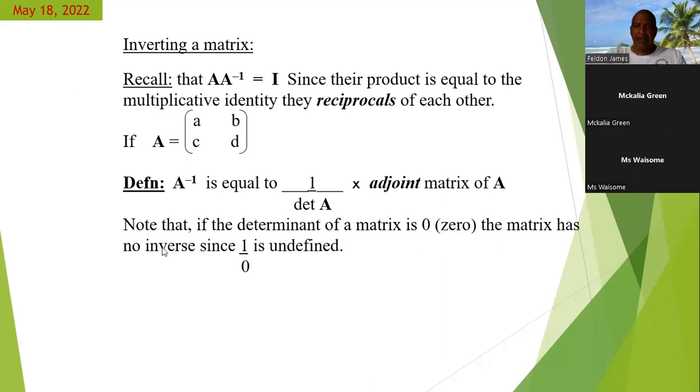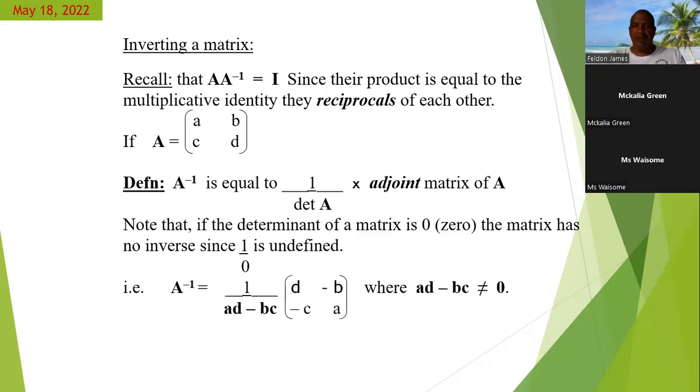Now, if the determinant of a matrix is 0, the matrix has no inverse because we cannot divide by 0. In other words, because we have 1 over the determinant, and if we have 1 over 0, we cannot divide by 0. So the determinant will be undefined, and as a result, we cannot find an inverse for the matrix. In this case, we say that the matrix is singular. When the determinant of a matrix is 0, we say that the matrix is singular. A singular matrix has no inverse.